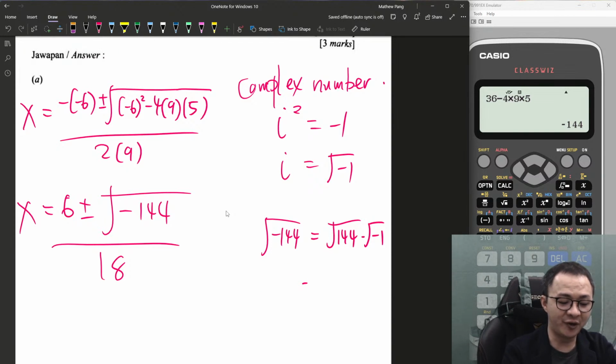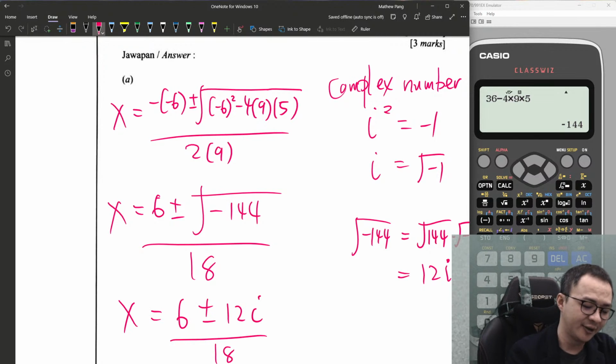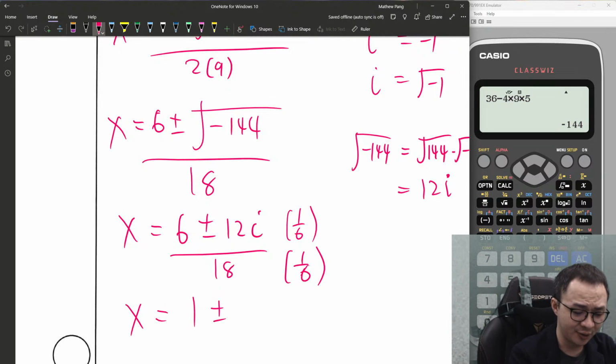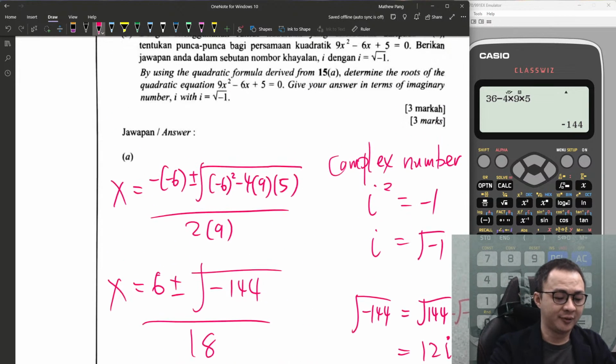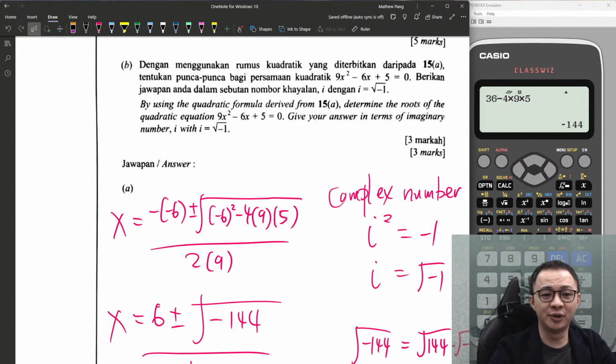So it's square root of 144 multiplied by square root of negative 1. Square root of 144 is 12, right? And square root of negative 1 is i, right? So this is 12i. Therefore, x equals 6 plus minus 12i divided by 18. Okay, all the numbers can be divided by 6. So I multiply 1 over 6 for both. So x equals 1 plus minus 2i over 3 over... 1 over 3, sorry, 2i over 3. Done. Okay, not super hard, but you kind of need to understand a little bit, then you know how to do this one.